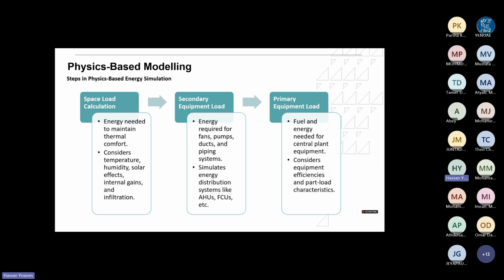So what are the steps in physics-based energy simulation? We're focusing on buildings here, commercial buildings, not industrial. First, we start with the space load calculation, and I'm sure most of you have done some kind of cooling load or heating load calculations. So this is the energy needed to maintain thermal, I wouldn't say thermal comfort, just to make it a little bit simple. We're saying thermal comfort, but it's basically to get to a certain temperature and maybe humidity.